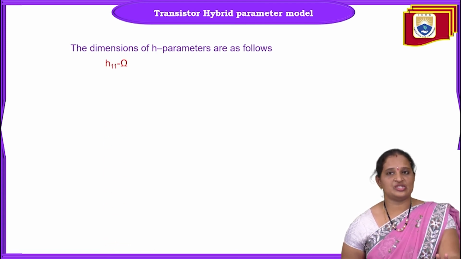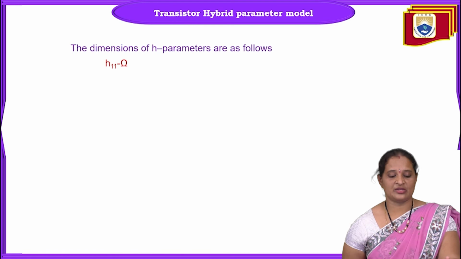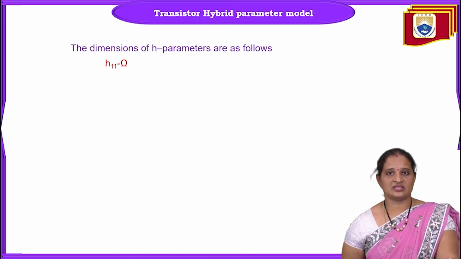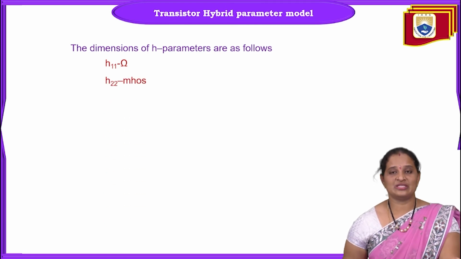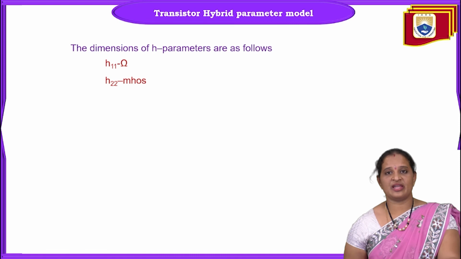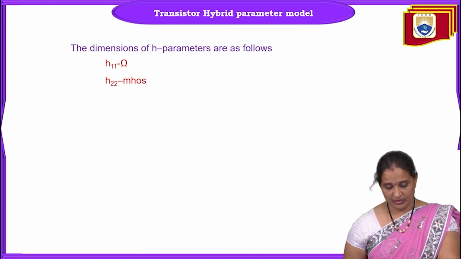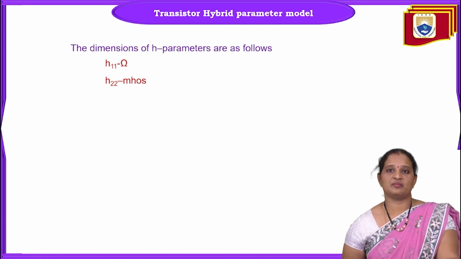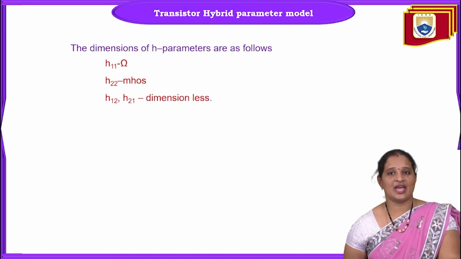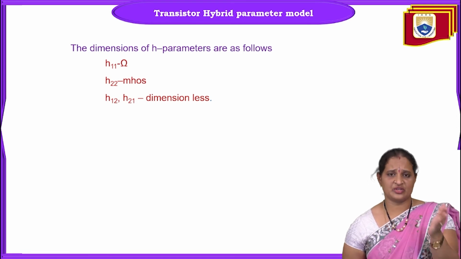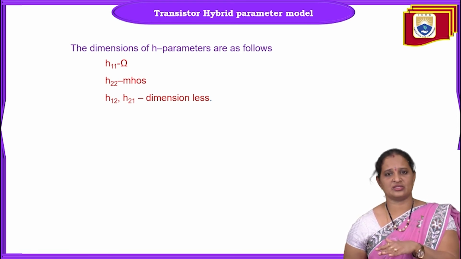And coming to the dimensions, that means the units of H parameters. These are mixed parameters, as I said, where H11 is the input impedance, so the units are ohms. H22 is the output admittance, which is defined as the ratio of output current to the output voltage, and the units for it are mhos, whereas H12 and H21 are transfer ratios. So these are dimensionless because these are measured between two same kind of parameters.